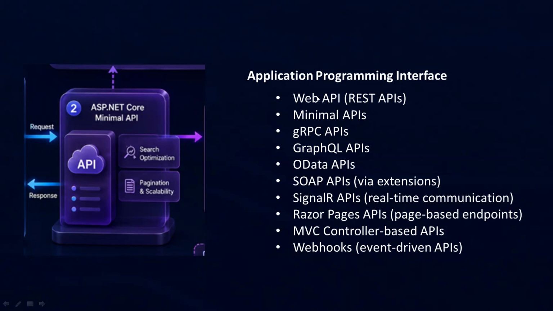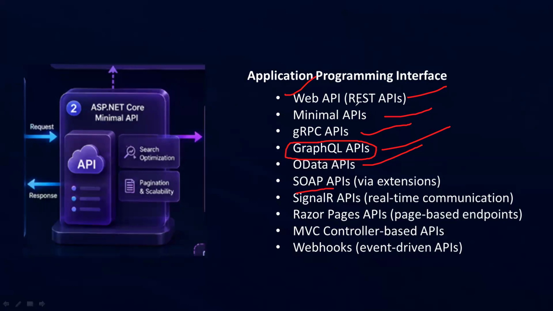So if I say API, we have many different types of APIs. Maybe you can take this as a running point, and I will share the detailed recording and the notes later. That is the reason I asked you to text a hi in WhatsApp. So: web API, minimal API, gRPC, GraphQL API. In one demo session I explained this GraphQL API. Everybody knows the web API. Next, OData API, SOAP API, SignalR, Razor, MVC, webhooks.